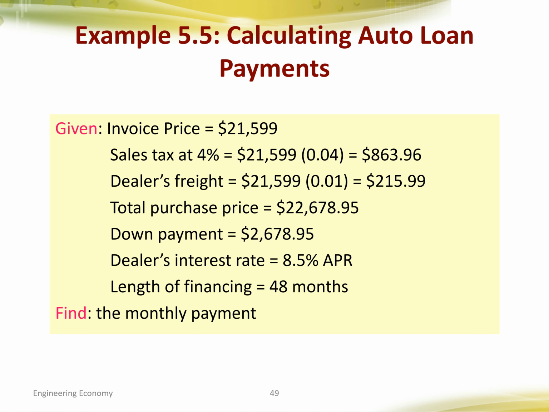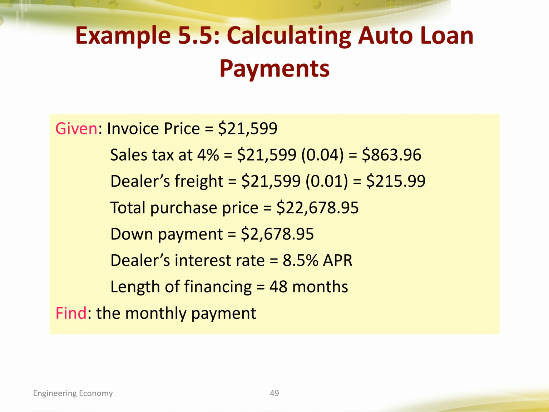So let's just say the car that we are buying, invoice price is $21,599. There's a sales tax. There's a dealer's freight cost, which are a percentage of the car price. So you add them together, which comes to 22,678. And then you pay a down payment, which is 2,678. The remaining part of the purchase price will be 20,000 left. Okay, so 20,000 is something that we need to pay back.